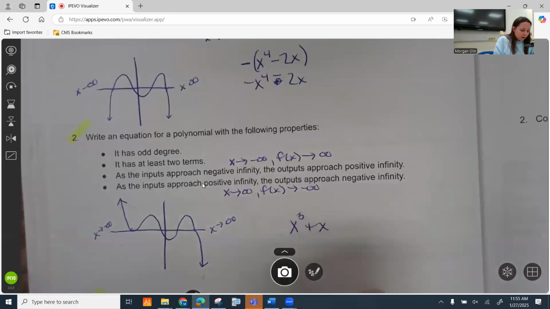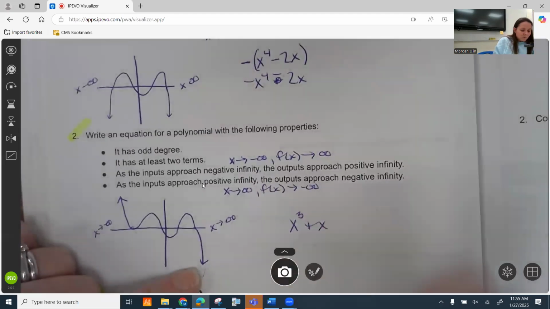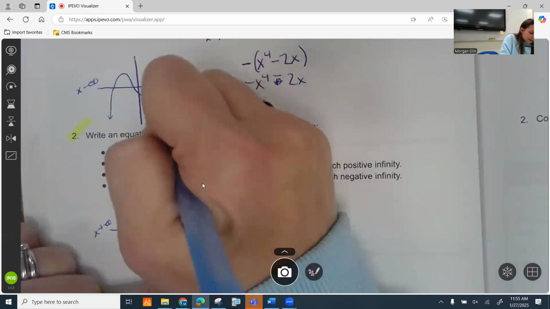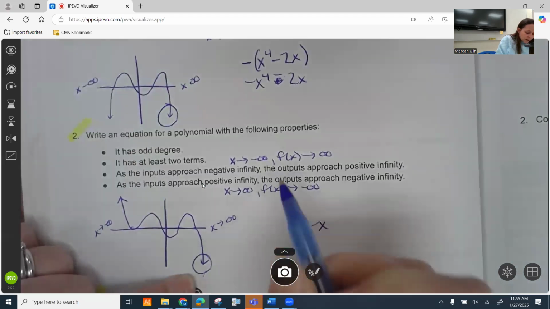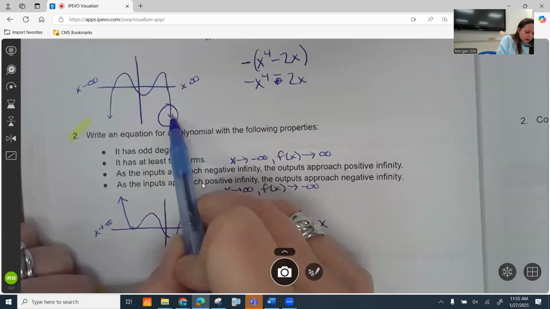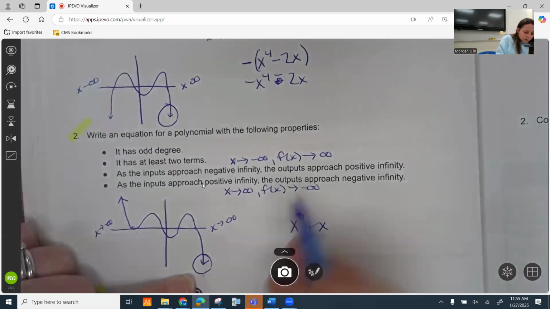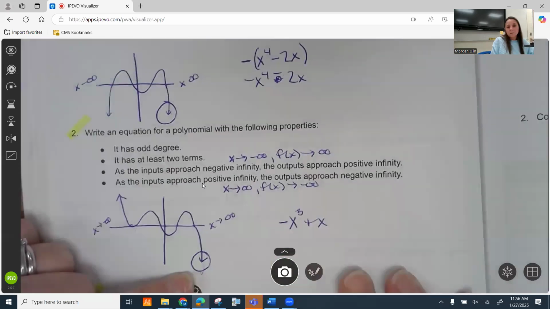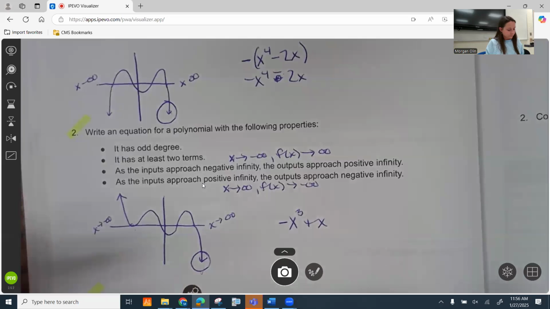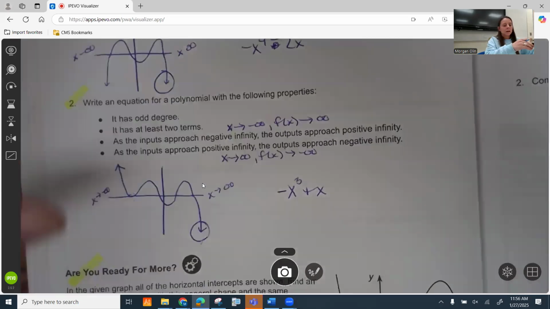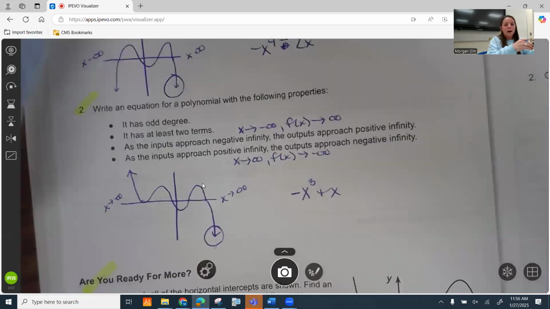All right, now anytime you want to look, you want to look on the right-hand side, say this one right here. Okay, if this end is going to negative infinity, like both of these are, then our leading coefficient is going to be negative right there. All right, if it was going up, it would be positive.